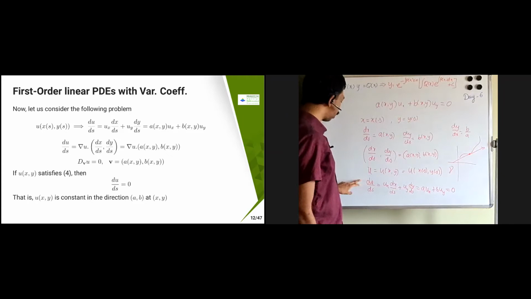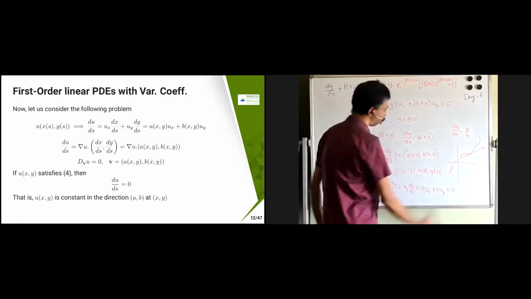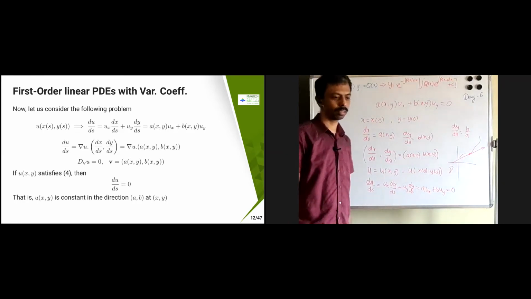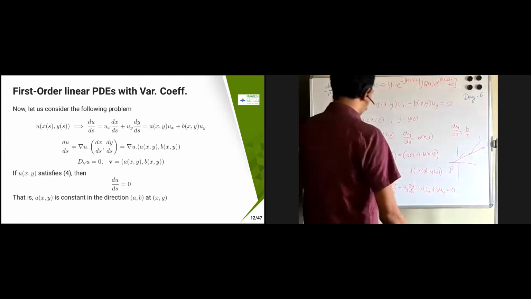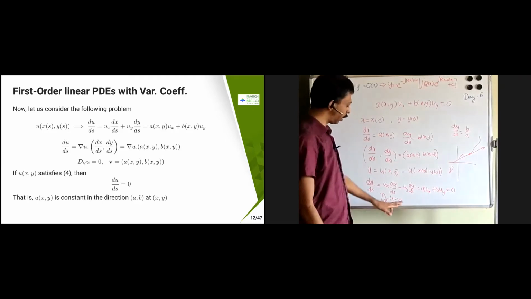Therefore, comparing the right hand side and the left hand side, du by ds equals 0. So du by ds equal to 0 means u is constant. Therefore, I got a similar setup. The directional derivative is going to be 0.